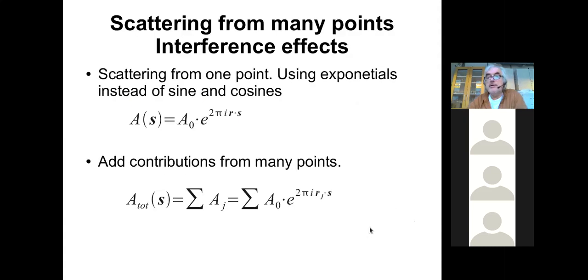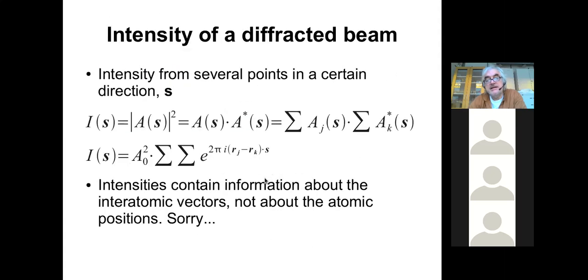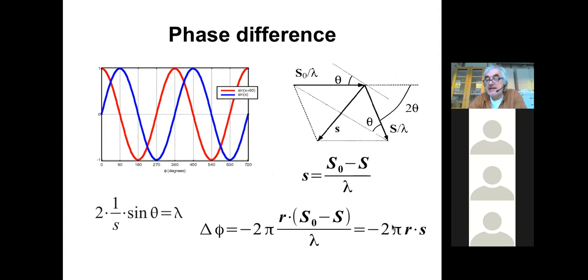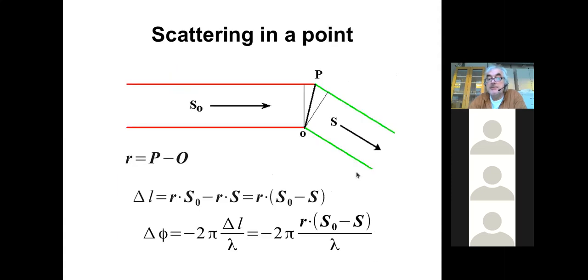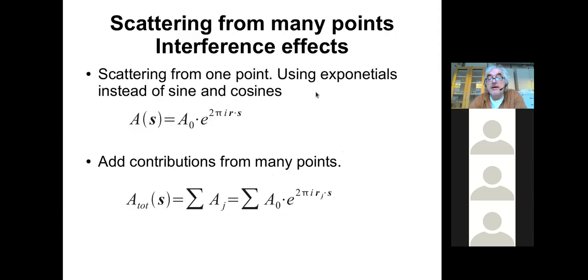So going to scattering from very many points, it's easier to go over to some kind of exponential representation. Previously, the scattering from one point, which is what we in principle model with this figure here.